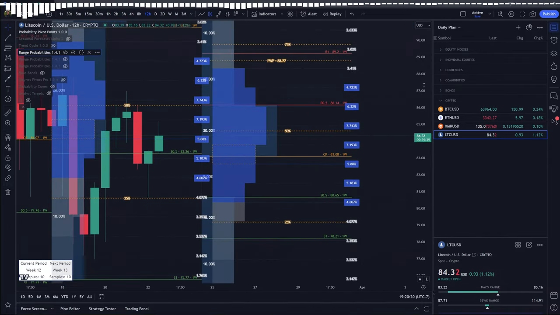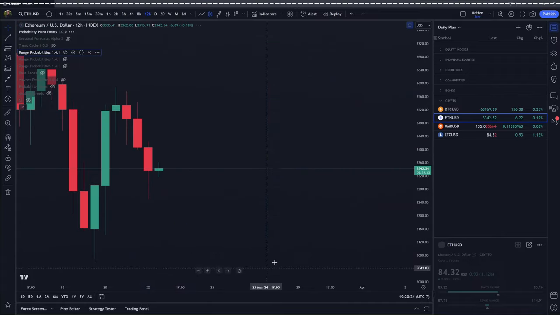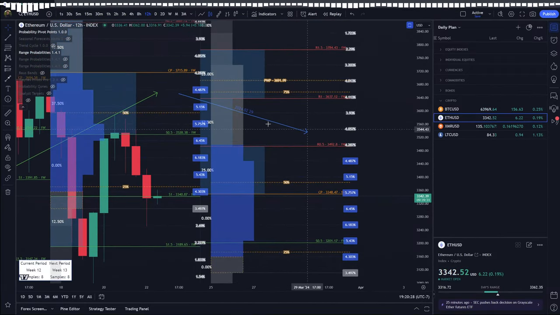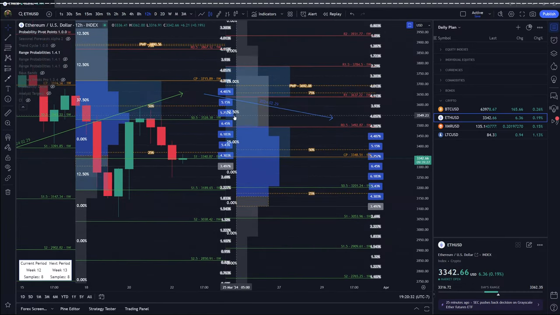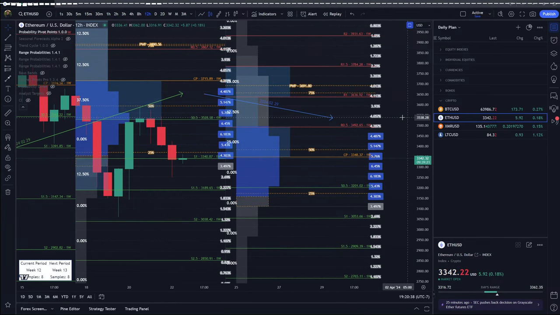Litecoin looking pretty darn similar, sideways. Ethereum, a little bit more of a bullish skew seasonally with only 8 years of data. Also more or less sideways, but a bit more of a bullish skew on the distribution next week.